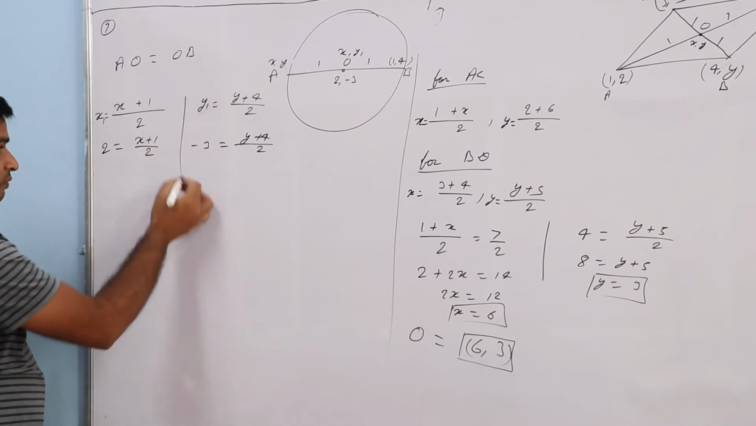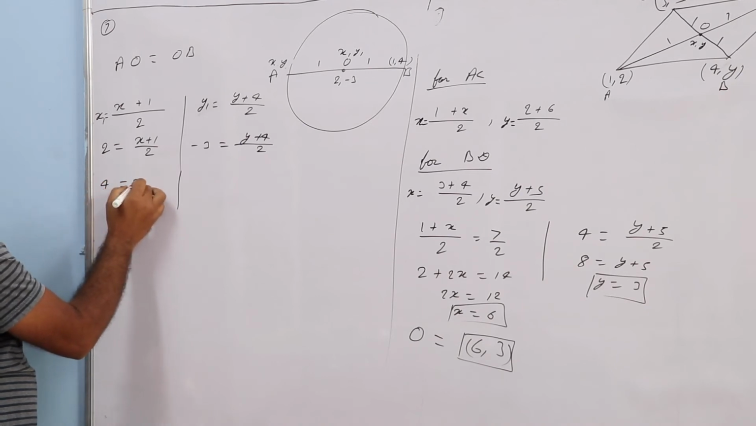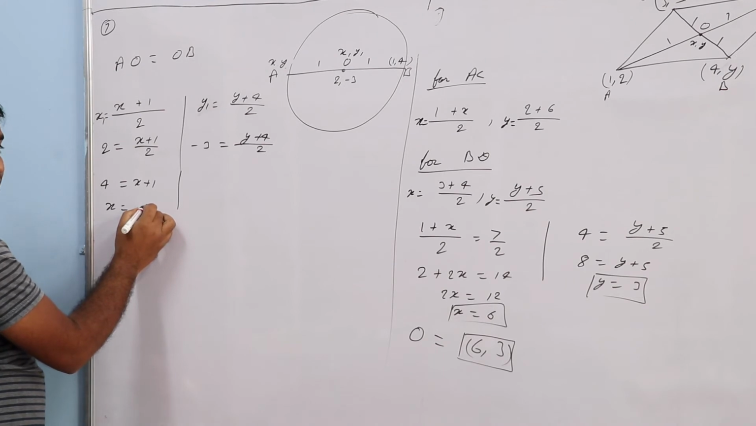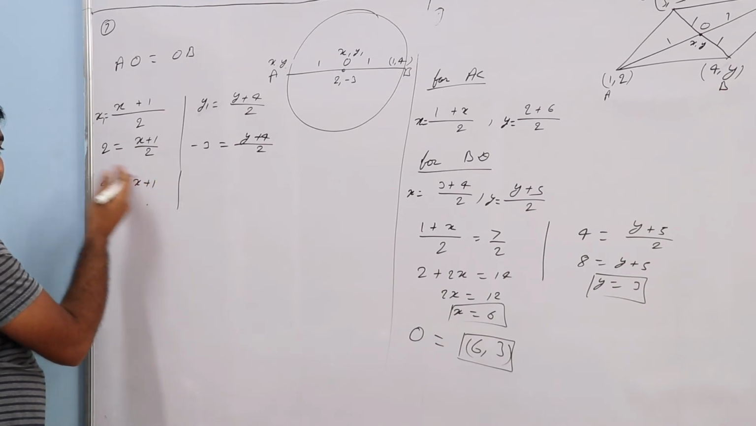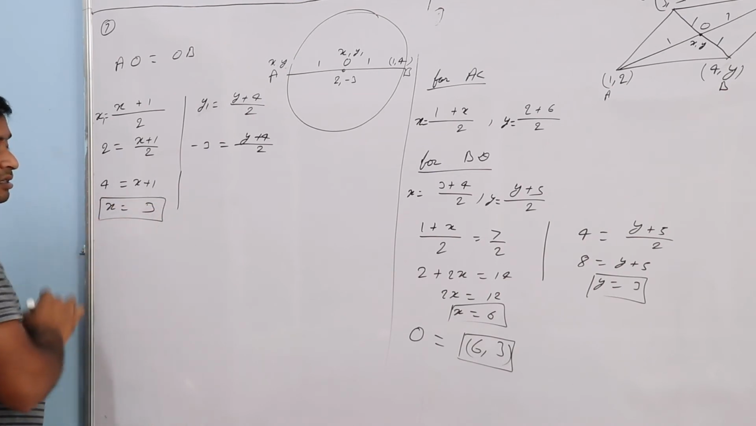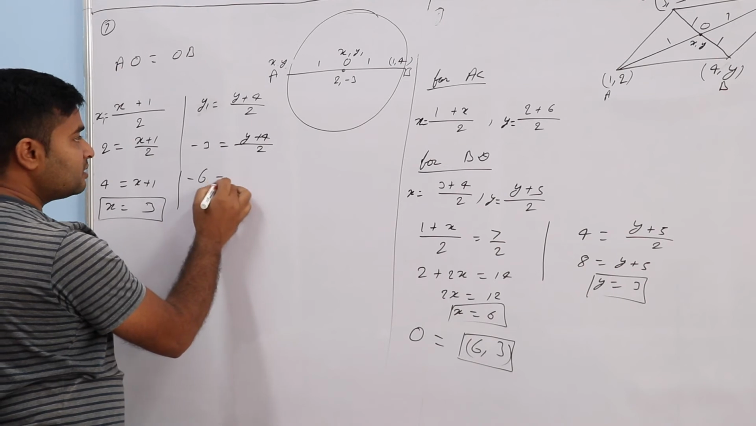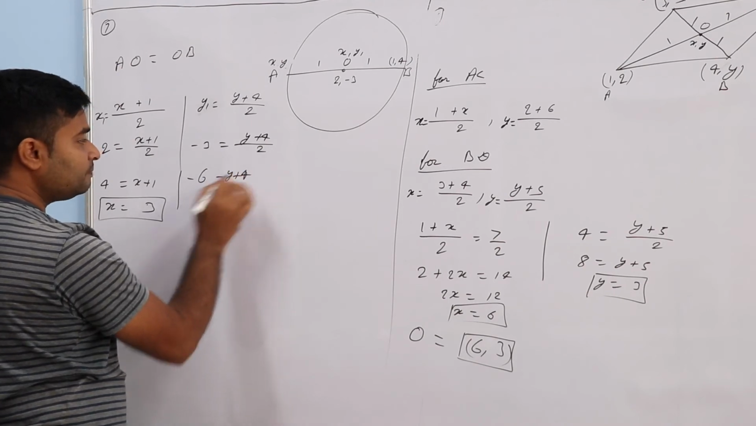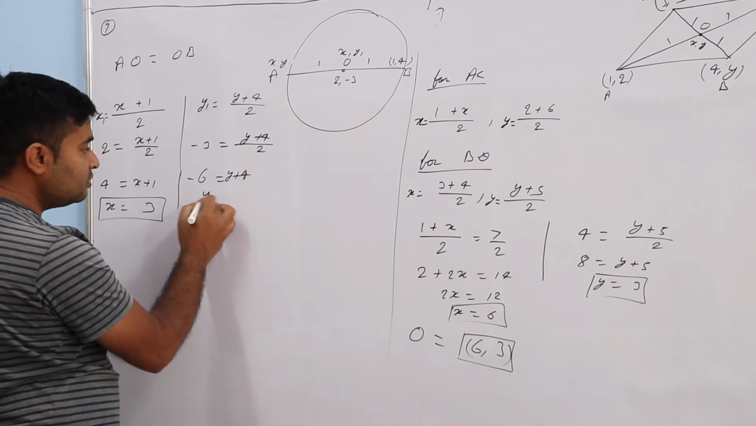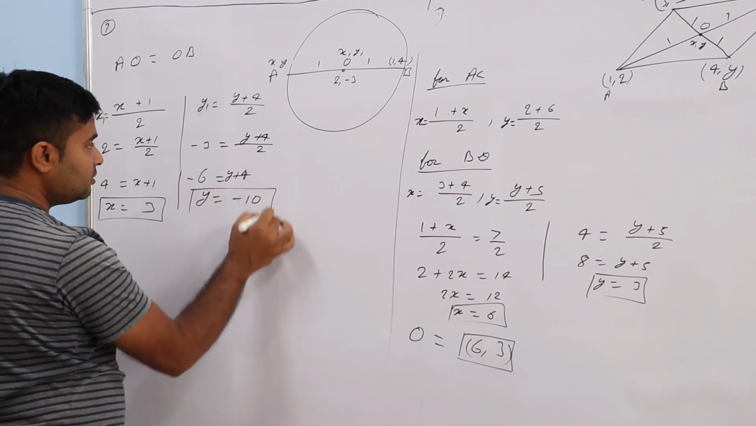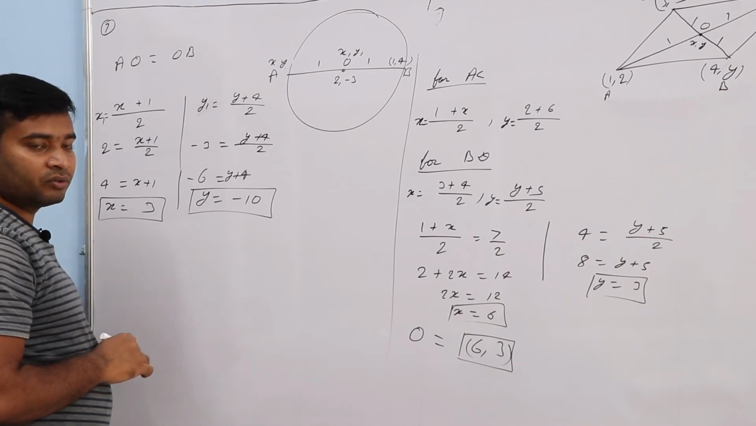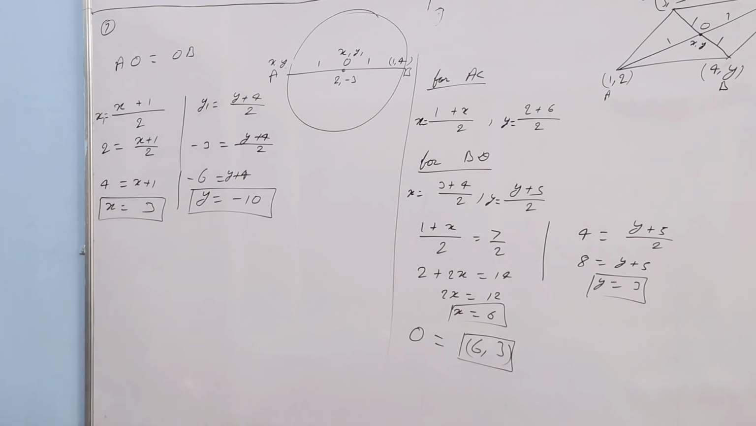Now find it: 2 times 2 is 4, equal to x plus 1. So x is equal to 4 minus 1, that is 3. X is equal to 3. Then minus 3 is equal to (y plus 4) by 2, so minus 6 is equal to y plus 4. Bring this 4 to this side: minus 4. So y is equal to minus 6 minus 4, minus 10. So we get the value of x and y.